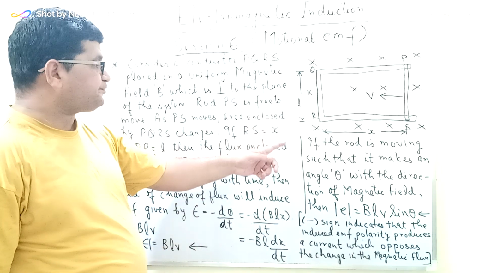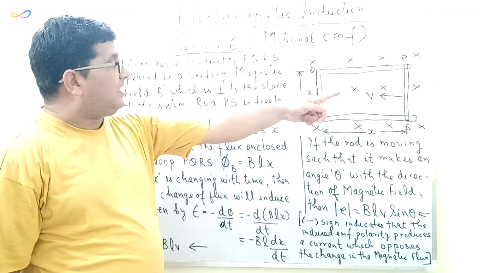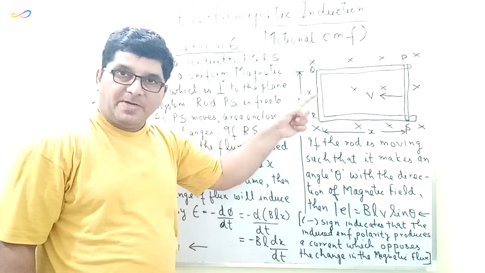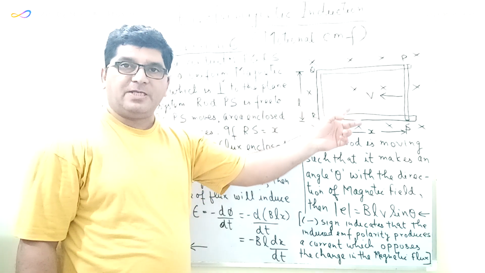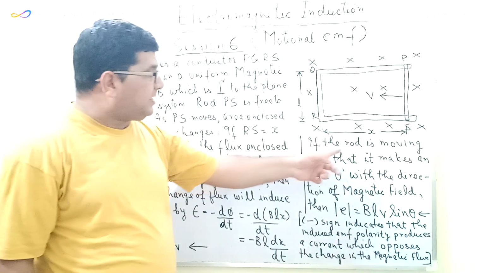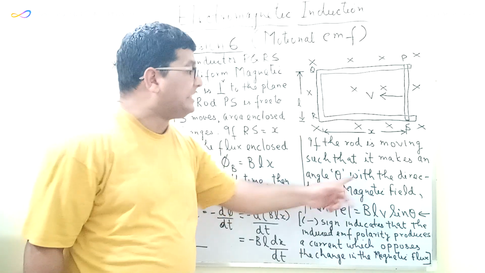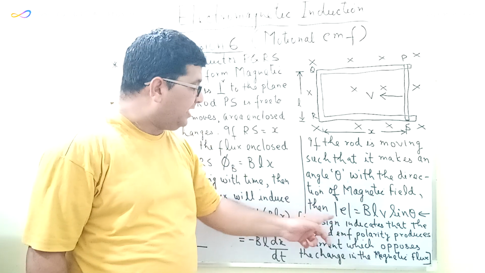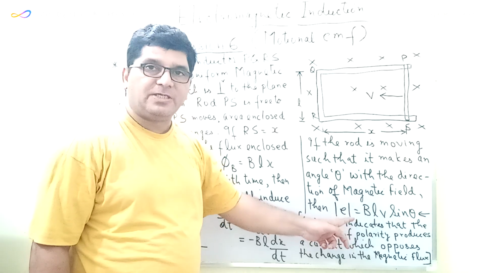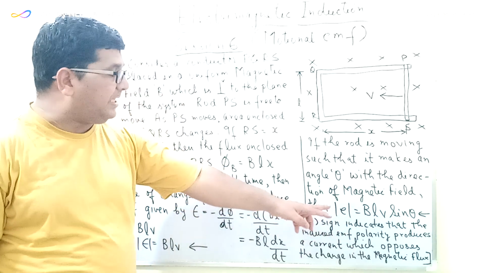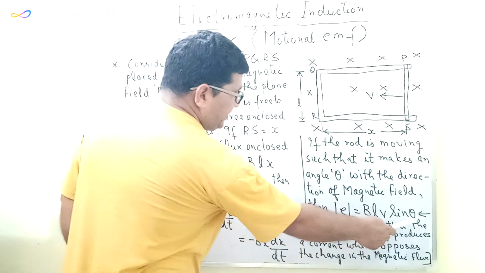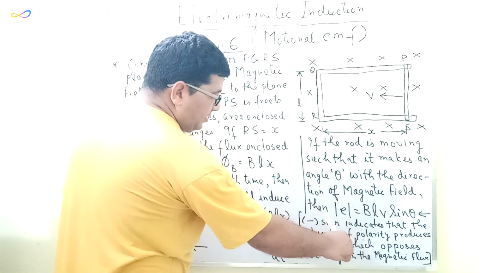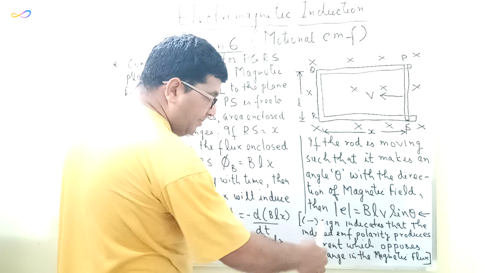Now here this conductor is moving perpendicular to the direction of the magnetic field. But if the conductor is moving such that it is making an angle theta with the direction of the magnetic field, then the magnitude of the induced EMF will be given by BLV sine theta. So this is an important formula which all of you need to remember.